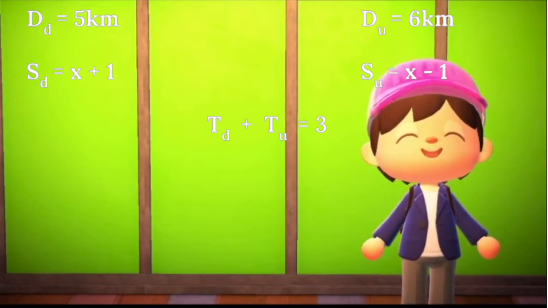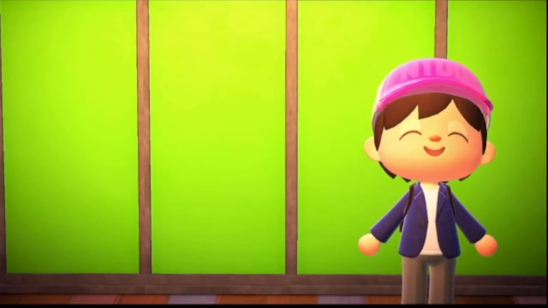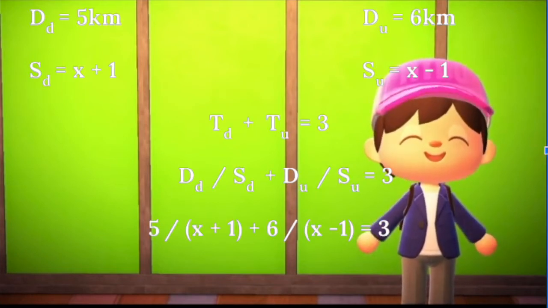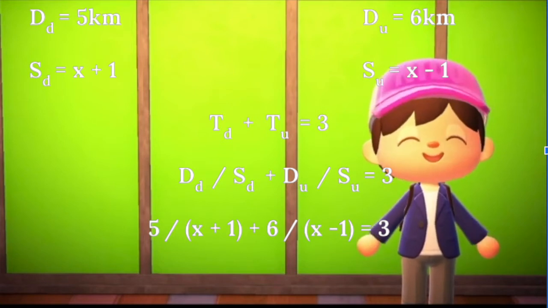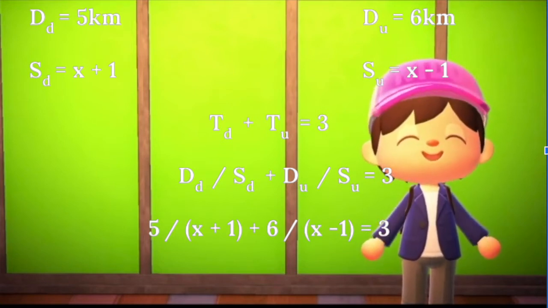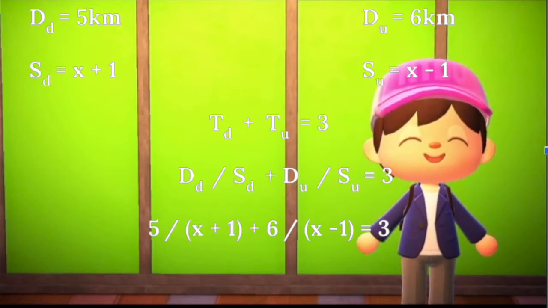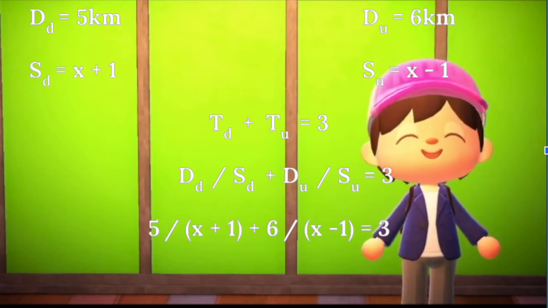So instead of having d subscript d over s subscript d, you should have 5 over x plus 1, and instead of having d subscript u over s subscript u, you should have 6 over x minus 1 equals 3. And from there we have some fractions to get rid of.